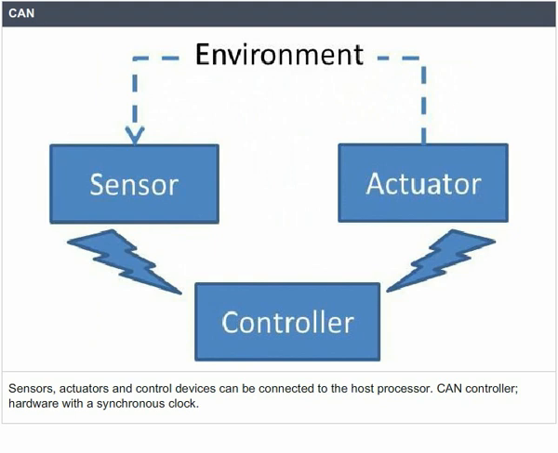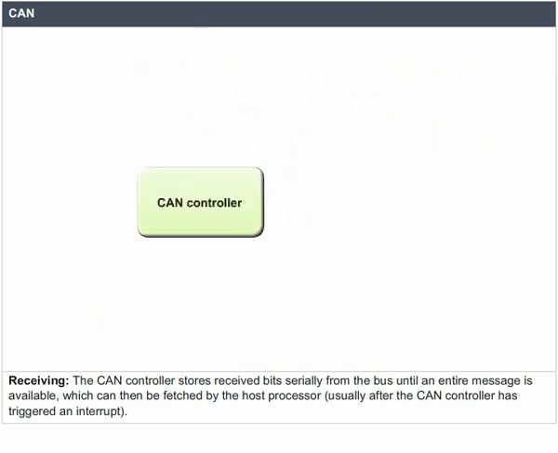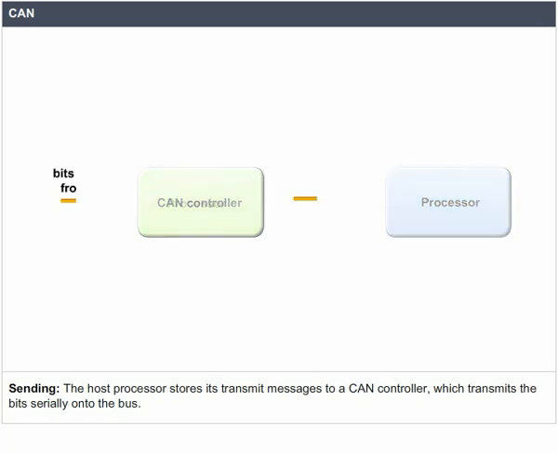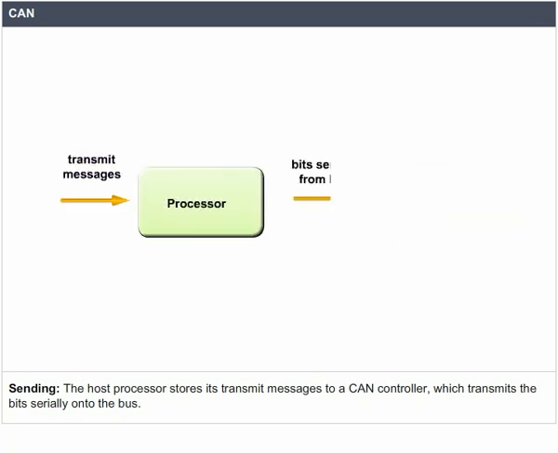CAN controller, hardware with a synchronous clock. Receiving. The CAN controller stores received bits serially from the bus until an entire message is available, which can then be fetched by the host processor, usually after the CAN controller has triggered an interrupt. Sending. The host processor stores its transmit messages to a CAN controller, which transmits the bits serially onto the bus.